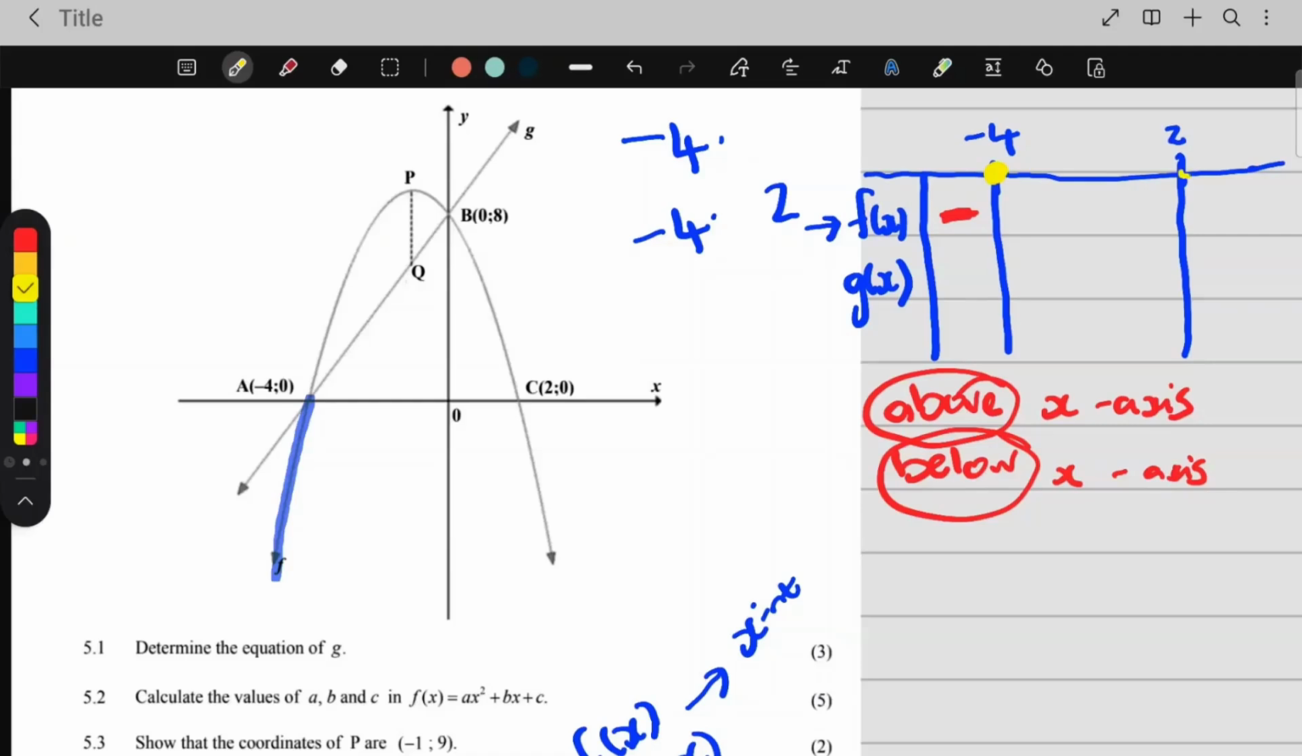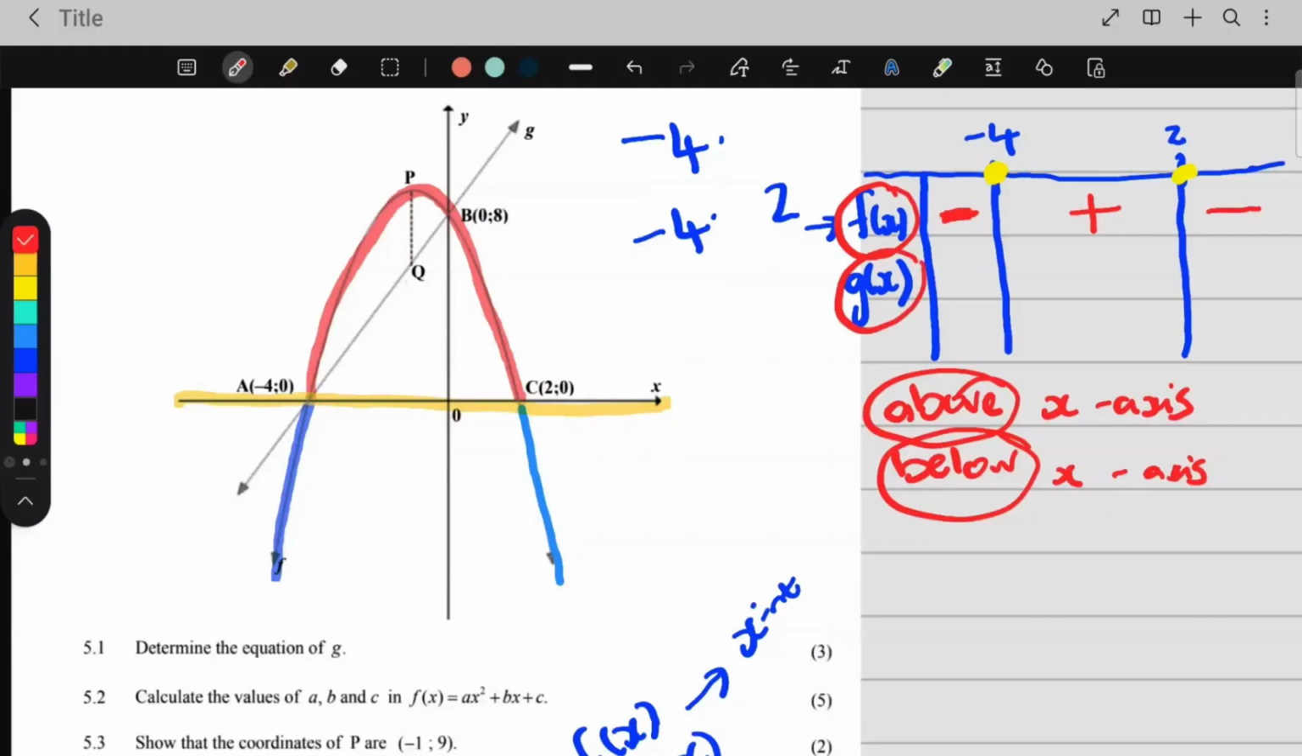Then I'm going to ask myself, what happens to the parabola from negative 4 to 2? So, okay, let's go. From negative 4 to 2, am I above or below the x-axis? Remember, this is the x-axis. Again, the red line, that whole curve is above. So I am above. Then I'm going to move from 2 down and ask the same question. Am I above or below the x-axis? I am below. So there you go. Now I'm going to do the same for the straight line. So I've done f of x.